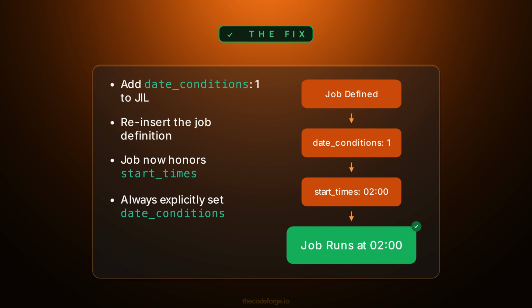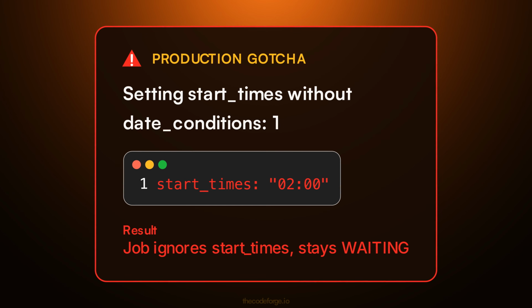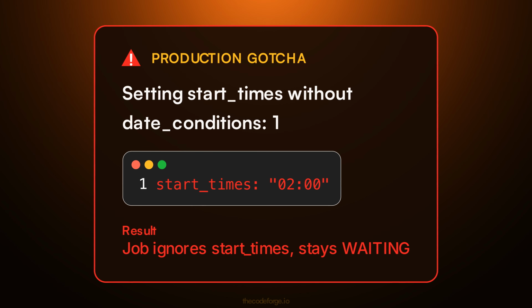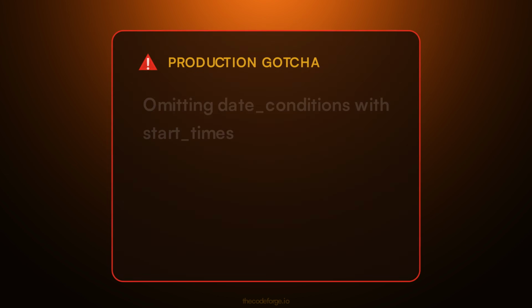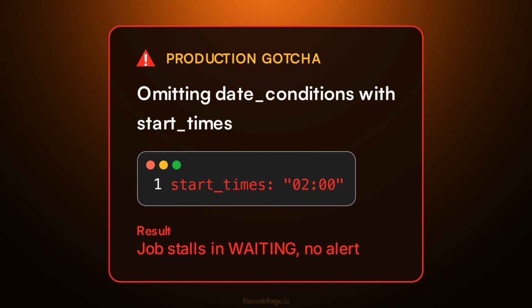Always explicitly set date conditions when using time-based scheduling. This is the most common production incident. Without date_conditions: 1, start_times is decorative. The job will only run on condition or manual trigger, silently stalling your workflow. This is the exact mistake from the incident. Without date_conditions: 1, start_times is ignored. The job never runs and no error is generated. Always pair date conditions with time attributes.